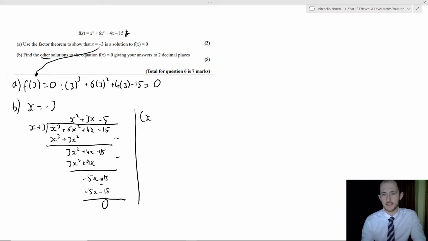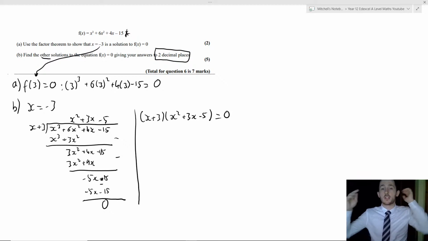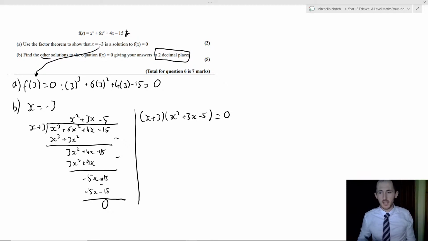Anyways, we have x plus 3, and we have x squared plus 3x minus 5 equals 0. And again, we're looking for 2 solutions. Now again, remember the hint they gave us. We want answers to 2 decimal places, right? If I look at this, are there any numbers I can think of that times to minus 5 and add to 3? No, because they're long decimals.